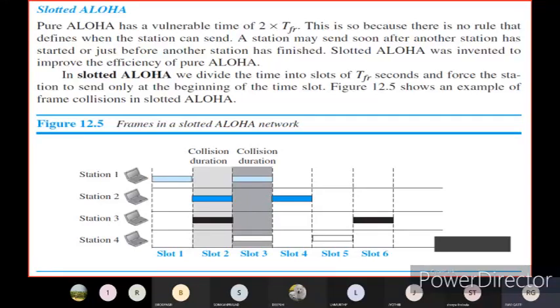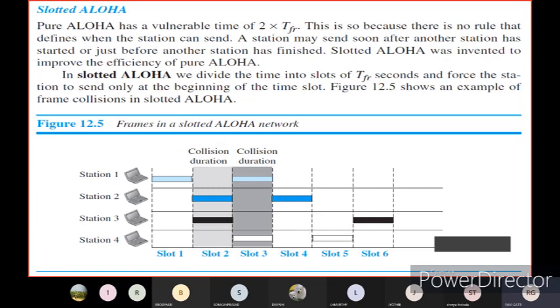Okay, so in pure Aloha, we say that the vulnerable time is nothing but 2 into TFR, which was very large. When one station transmits the data, it has to reach and come back, so there was a delay or waiting time that was too large in the pure Aloha case. So we wanted to reduce that waiting time for each station.